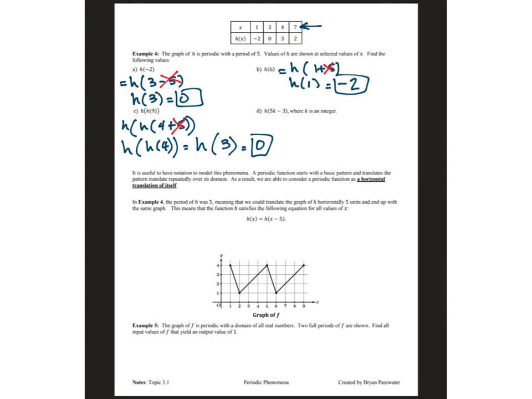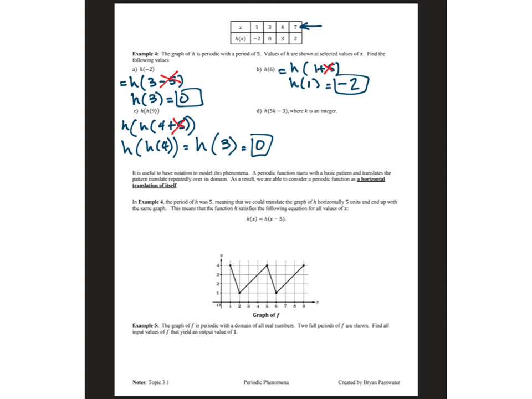How did we get the 9? We said I've got a period of 5. 9 divided by 5 is 1 with 4 left over. So I'm reading H of 4, which happens to be 3. H of 4 is H of 3. H of 3 is 0. Is everybody kind of walking through that?